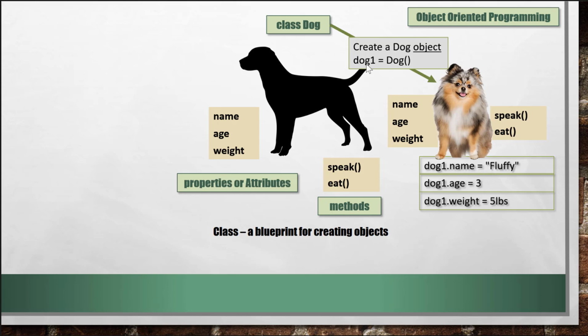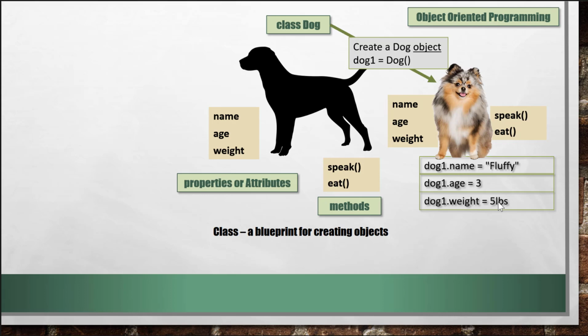In other words, now that I have dog1 as the variable name I gave this object, I'm going to say dog1, use this period notation, and refer to the variable that I got from the blueprint. So dog1 name is equal to Fluffy. Now this object is getting variable names from the blueprint, or from the class, but I can assign this object individual values. So dog1 name, this object's name is Fluffy. This dog1 age is 3, and this dog1's weight is 5 pounds.